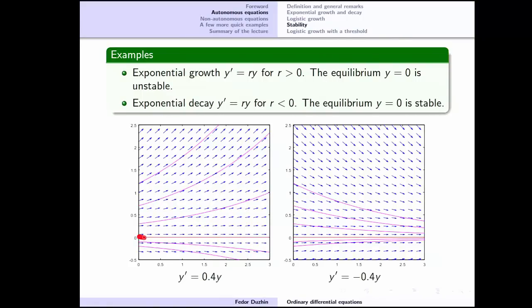So here, this is the equilibrium solution, and all other solutions tend to drift away from the equilibrium solution, right? So here we have an unstable equilibrium.